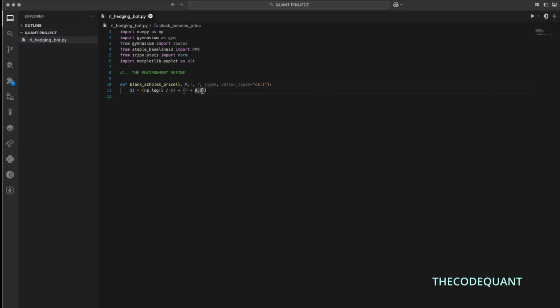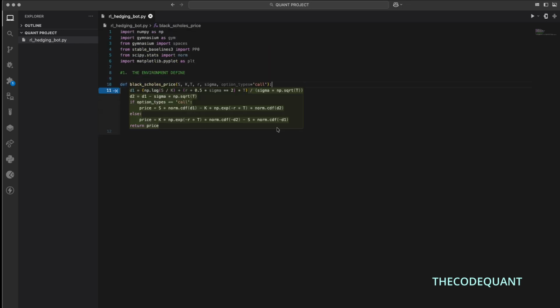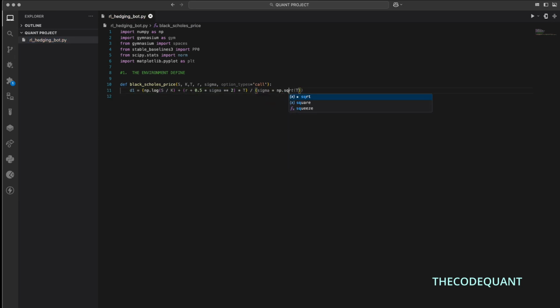Now let's build the arena. I'm creating a custom environment called HedgingEnv. This inherits from Gymnasium. In the init method, we define the rules of our market. I've set the stock price to start at 100, the strike at 100, and volatility at 20%. We are simulating one trading year divided into 252 steps, basically one step per trading day.